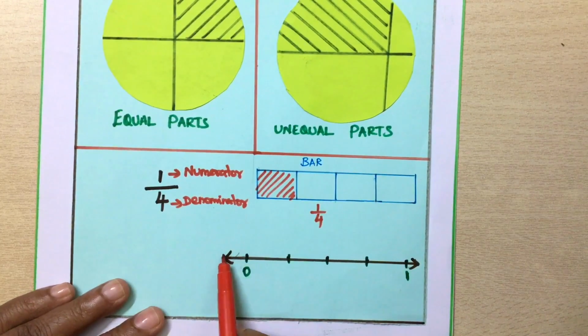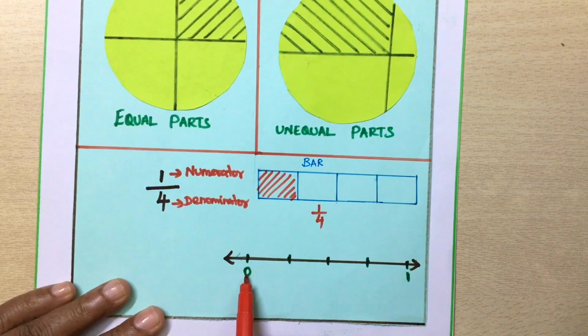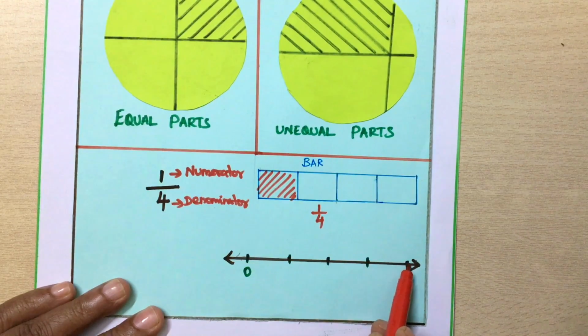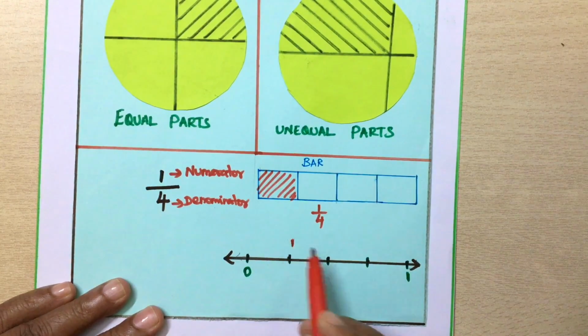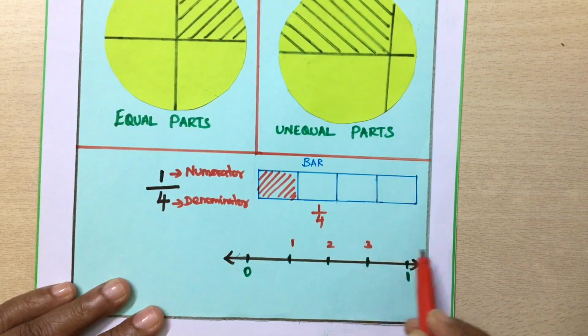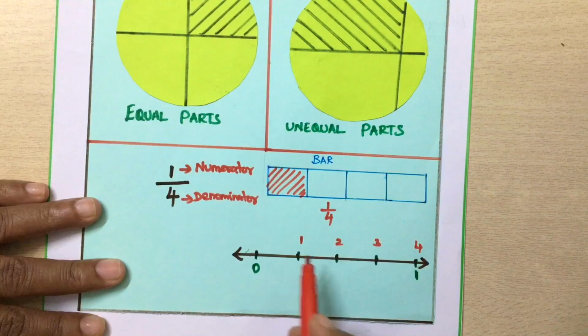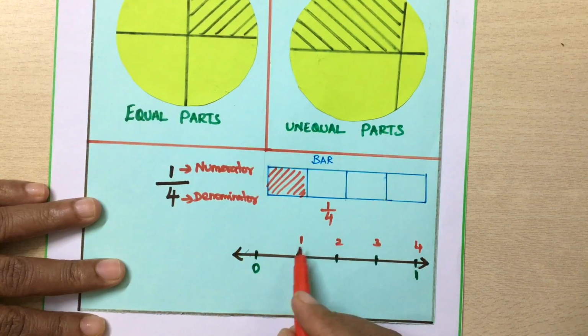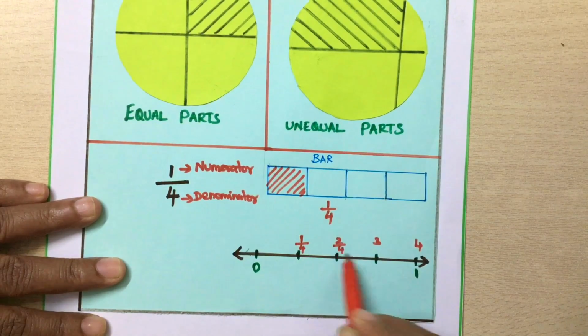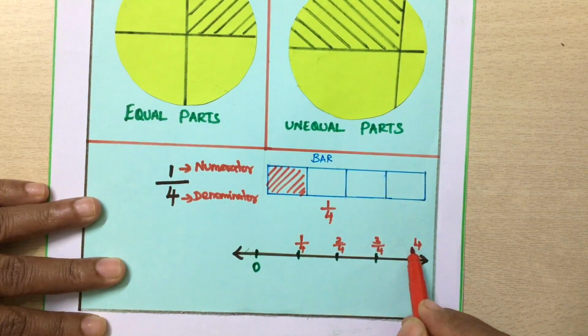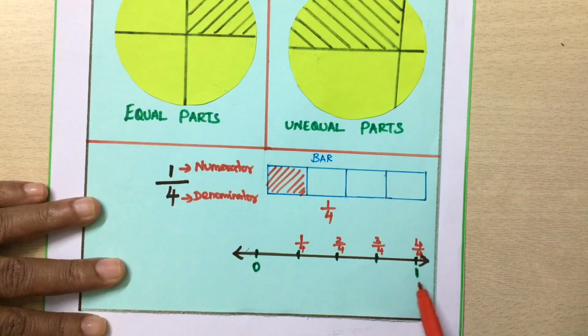Now take a number line starting from 0 up to 1. In the in between distance, I have equally divided into 4 equal parts. So starting from 0, this is the first part, second, 3 and 4. Okay, so now 1 by 4 is 4 equal parts. This is 1 by 4. The next one is 2 by 4. That is 3 by 4 and 4 by 4. 4 divided by 4 is 1.